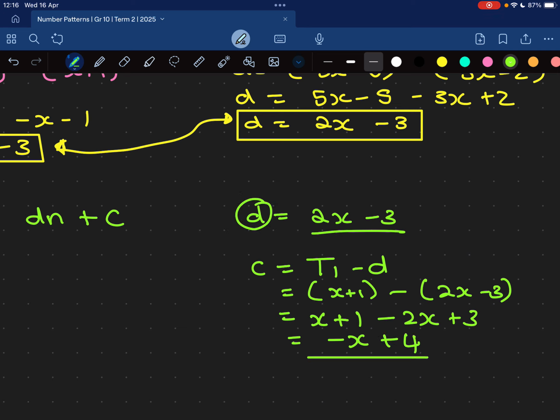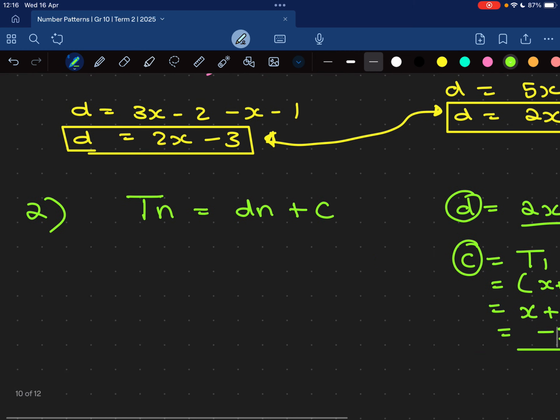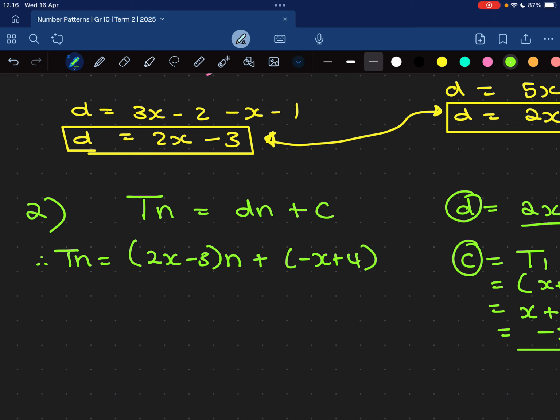So I have d and I have c. So I can put that now into my equation. Therefore, Tn will be equal to (2x minus 3)n plus negative x plus 4. Okay, and you can just leave it like that. You don't have to go further than this.